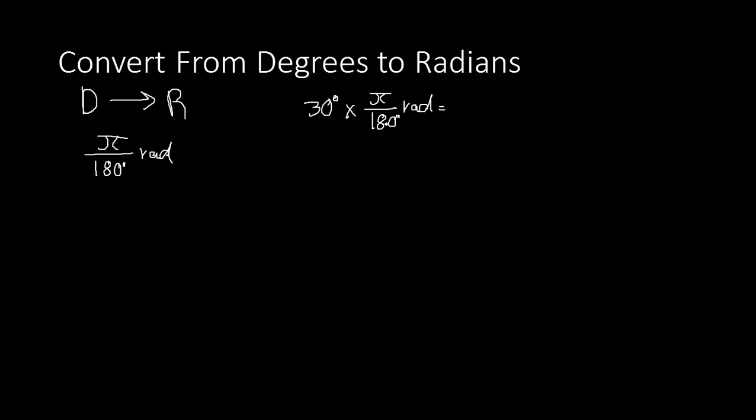So here, we can simplify this given expression. 30 degrees and 180 degrees, they are both divisible by 30 degrees. 30 degrees divided by 30 degrees is 1 degree. And 180 degrees divided by 30 degrees is 6 degrees. So we have 1 degree times pi all over 6 degrees radian. All right? So here, multiplying them together will give you pi all over 6 radian.